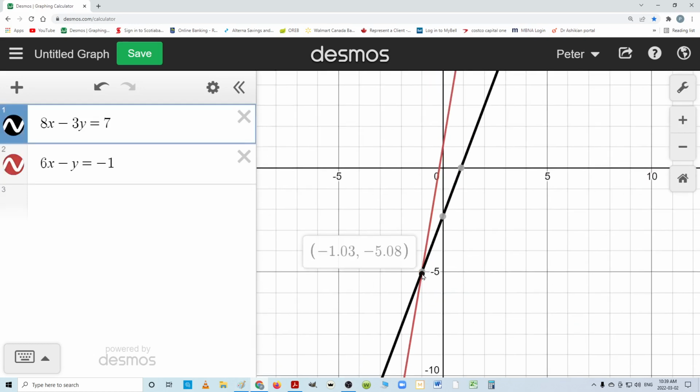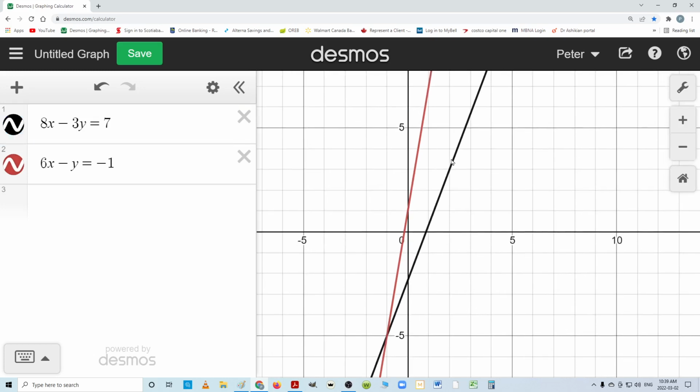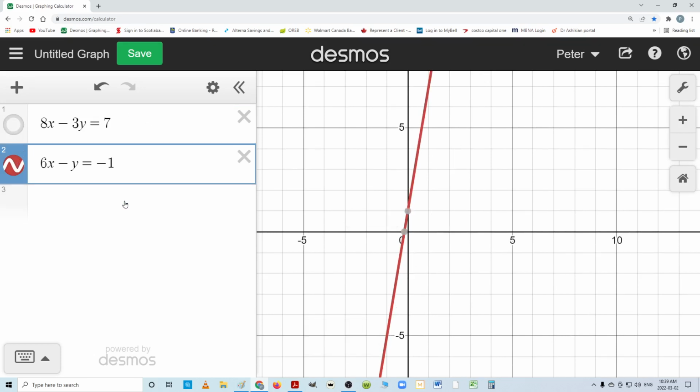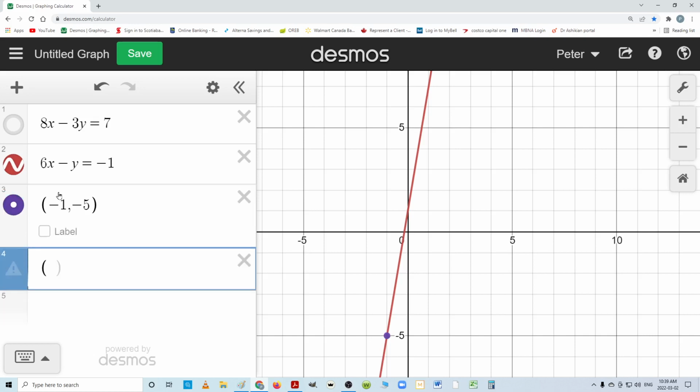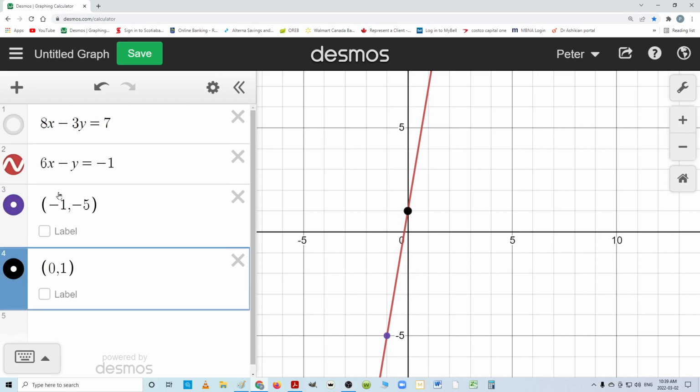Now, to figure out the slope, you'd need another clean point. So we just search around. There's a nice clean point. So turning off the black line, I can easily figure out the slope of this red line because it happens to have minus 1, comma, minus 5, and its y-intercept is 0, comma, 1. Now I could see that on the graph.